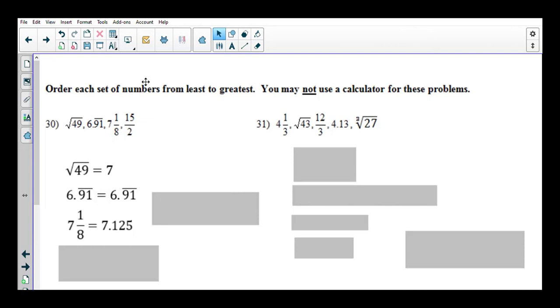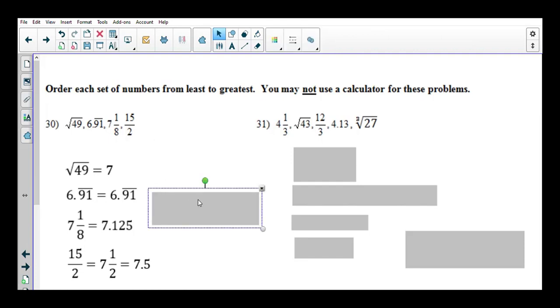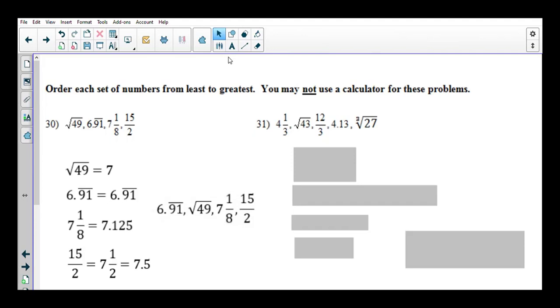So in comparing these at this point, 6.91 repeating is the smallest, then 7, or square root of 49, then 7.125, or 7 1/8. The last one, 15 over 2, I wrote as a mixed number. That would be 7.5. So let's put all that together then in order from least to greatest. The smallest is clearly the 6.91 repeating. Next is 7, which I wrote as it originally was in the problem, square root of 49. Next would be your 7.125, which is 7 1/8. And then the largest is our 7.5, which is 15 over 2.